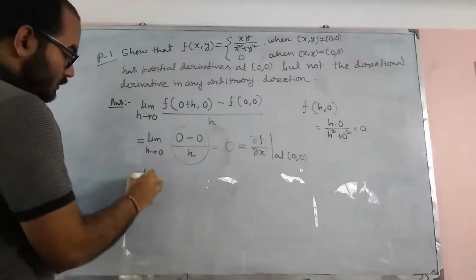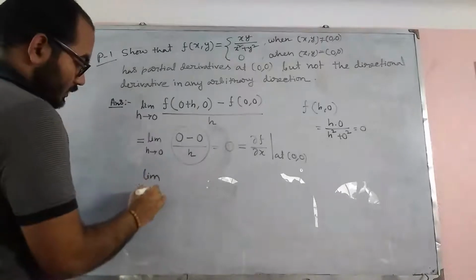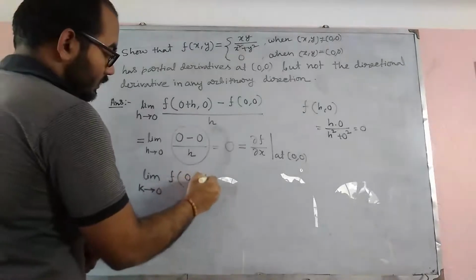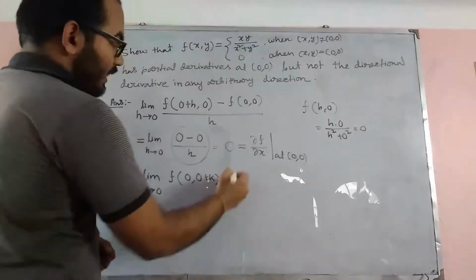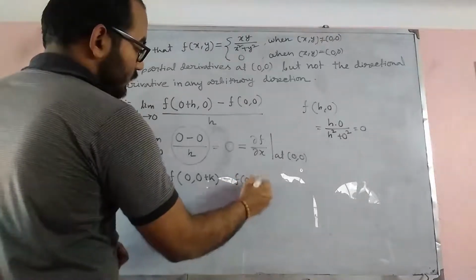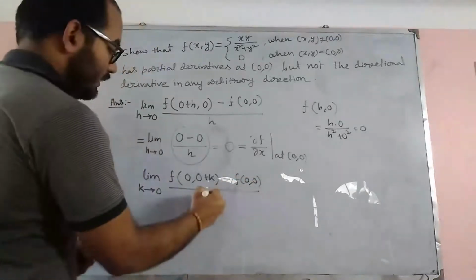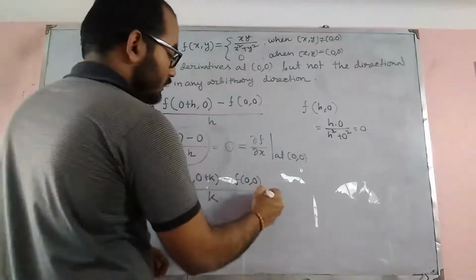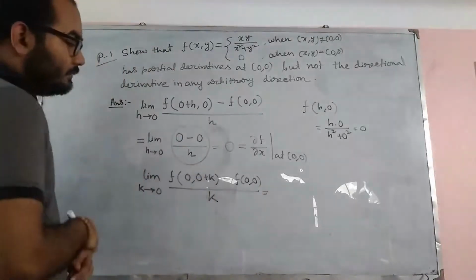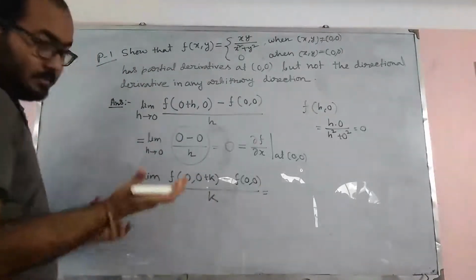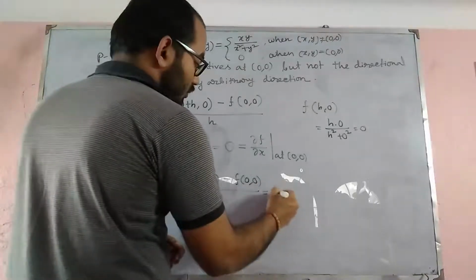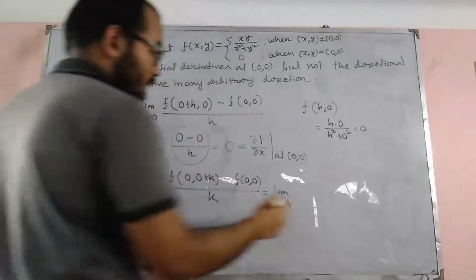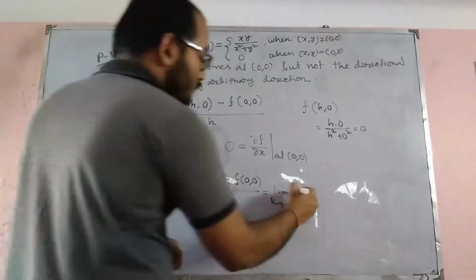Now, limit k tends to 0 of f of 0, 0 plus k minus f of 0, 0 by k, just to give the definition, is equal to, see here, f of 0, k is again 0. So I am writing 0 instead of f of 0, k.